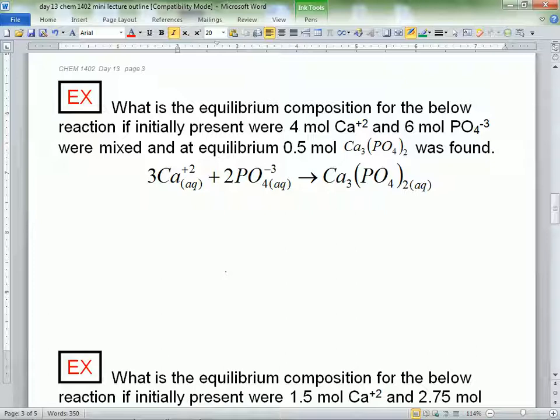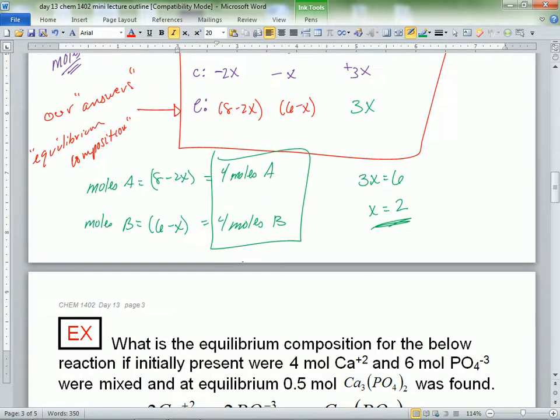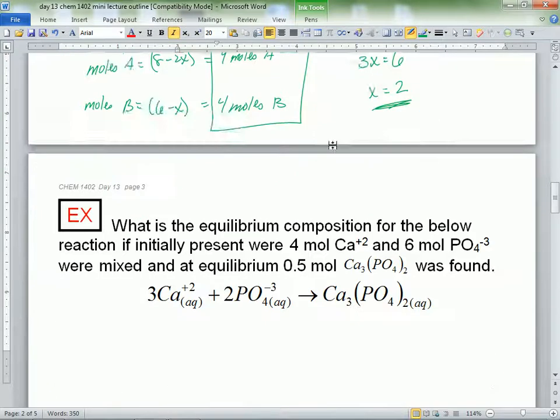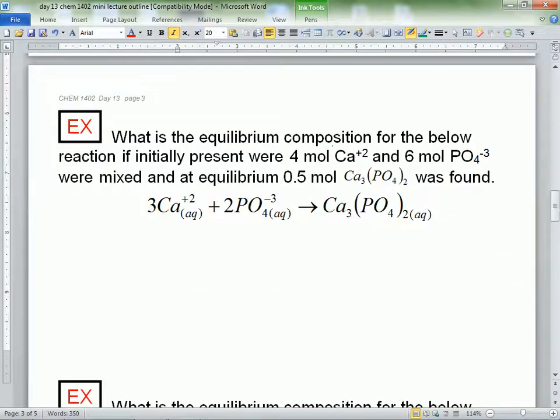So try it. On that last one, the final would just be x equals 2. Well, the final answers, they wanted to know the moles of A and B. So my final answer is this right here: 4 moles of A, 4 moles of B. That's your final answer. Okay, let's try this. Try the next one here.